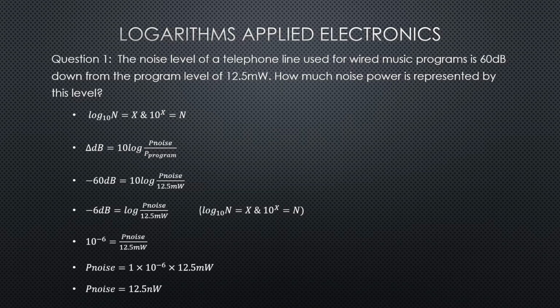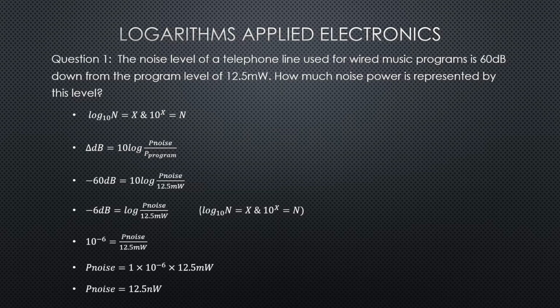So we know that our dB gain formula is equal to 10 log, and we can put that in terms of noise over the program: power noise over program power. And we know that we're 60 dB down, so minus 60 dB is equal to 10 log of the power noise divided by 12.5 milliwatts, which is our normal program level.